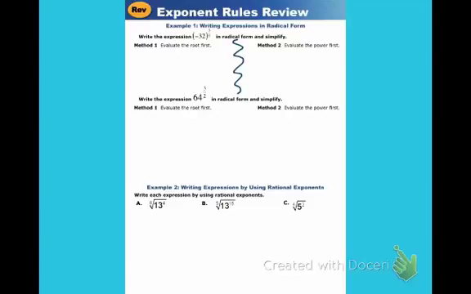So if I had something like negative 32 raised to the 3/5 power, what that really means is that my root is the 5, so I'm really taking the 5th root of negative 32, and then whatever I get, I'm cubing it. So this is where I'm taking the root first.